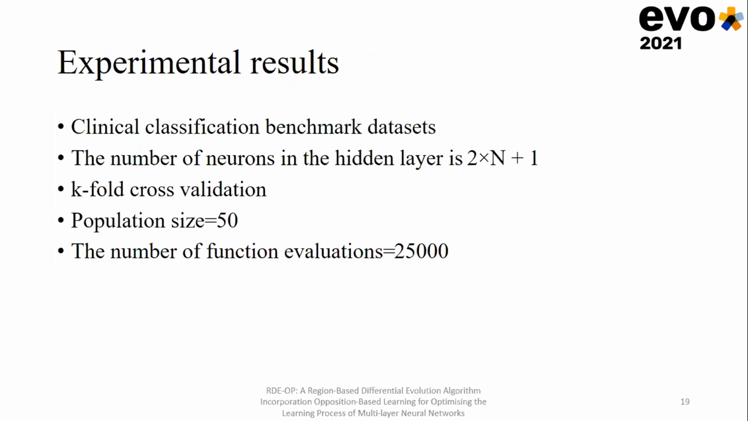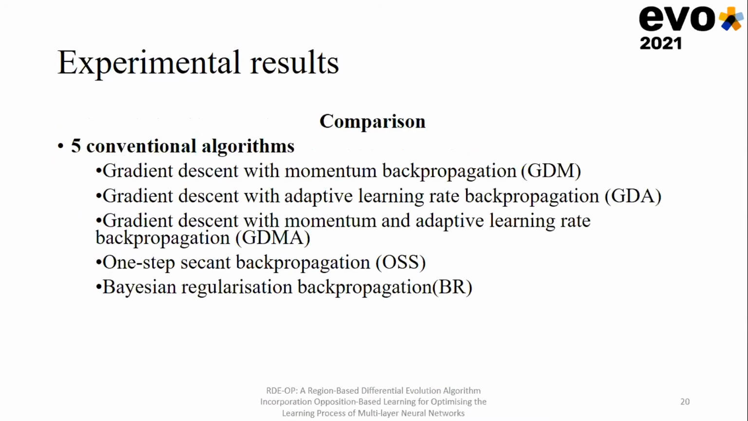For experimental results, we have used some clinical classification benchmark datasets, and the number of neurons in the hidden layer is 2n+1, where n is the number of features. For validation, we have used k-fold cross-validation, and k was 10. Population size is set to 50, and the number of function evaluations was 25,000.